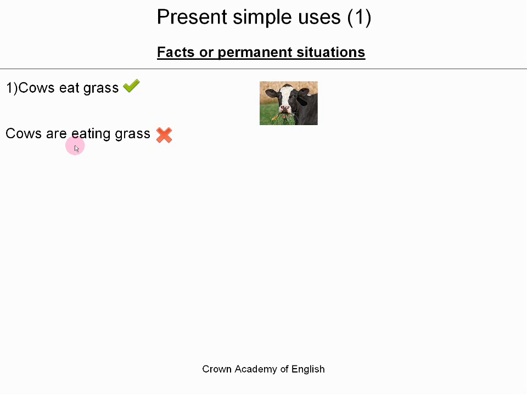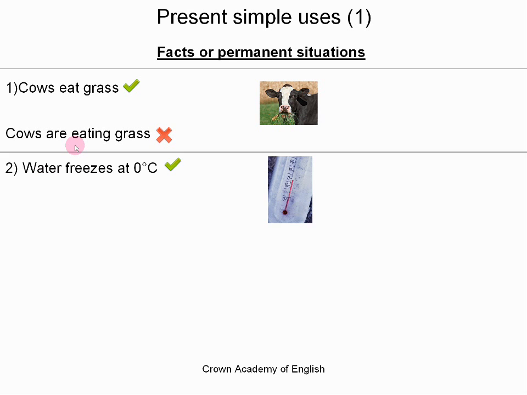But when we are wanting to describe a fact or a permanent situation, we must use the present simple tense. So that is why we say cows eat grass. It's a fact, so we use the present simple. Another example, water freezes at 0 degrees centigrade. Okay, it's a fact. Okay, it always happens. Water, when it gets to 0 degrees centigrade, it freezes. So we use the present simple.